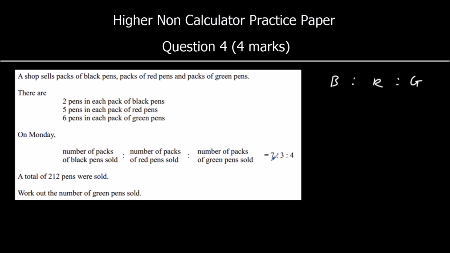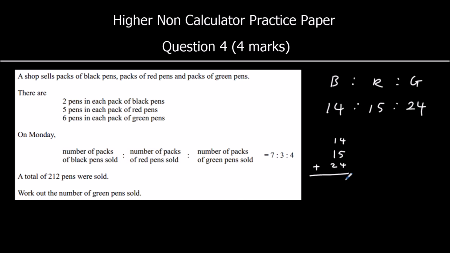So for black, 7 packs, 2 in a pack, 7 times 2 is 14. For red, 3 packs, 5 in a pack, 3 5s are 15. And for green, 4 packs, 6 in a pack, 4 6s are 24. So that's the ratio of pens sold now. We've got the ratio of pens sold, and we know there's 212.